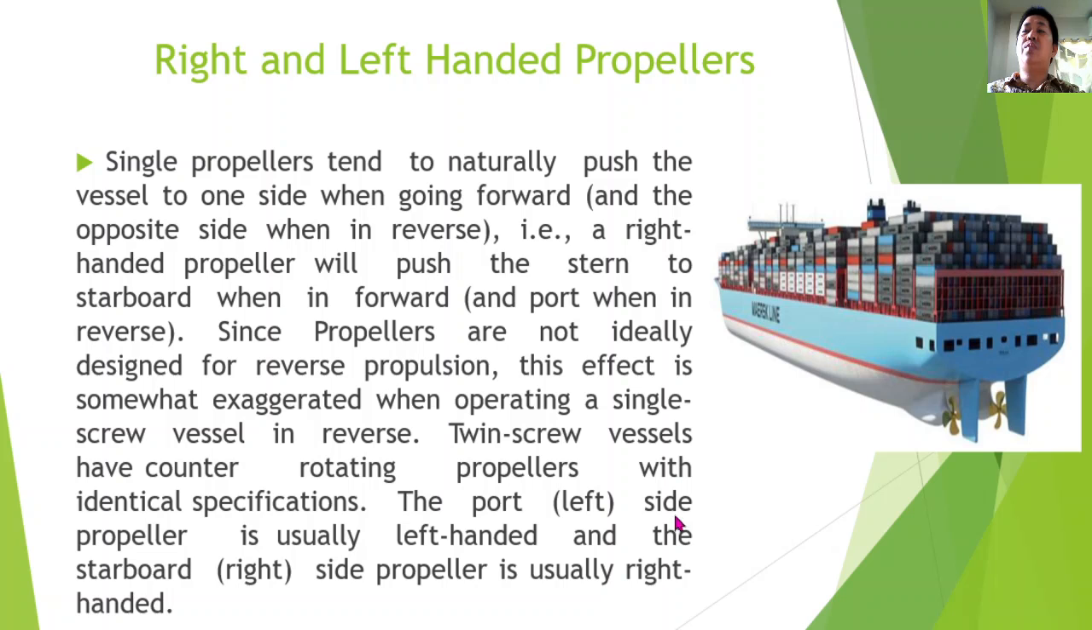Twin screw vessels have counter-rotating propellers with identical specification. The port, left side propeller is usually left-handed. So here, this is left-handed, and the starboard side propeller is right-handed. So this is right-handed. The starboard side propeller here is turning clockwise, and the port side propeller here is turning counterclockwise.